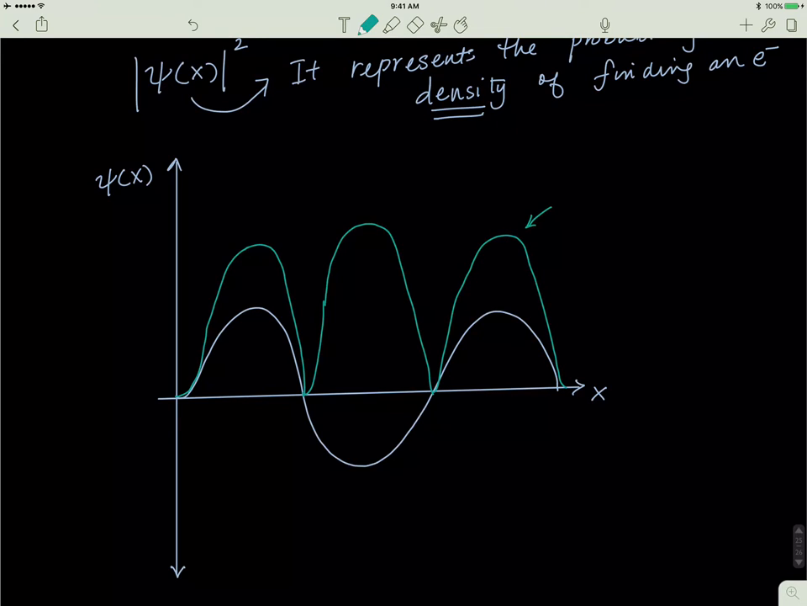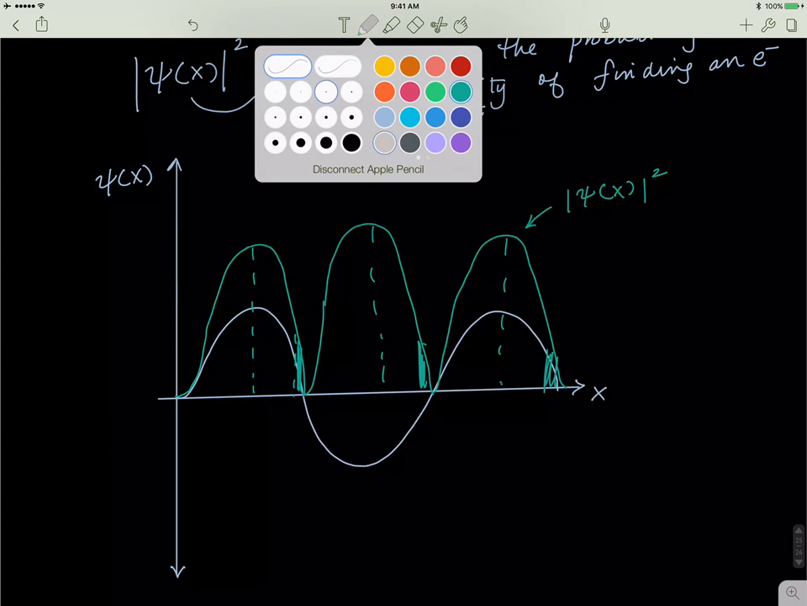So this over here is the probability density of finding an electron. So basically, you're more likely to find an electron here, here, and here, and you're less likely to find an electron in this region, and this region, and this region, right? So that's what I mean by probability density.